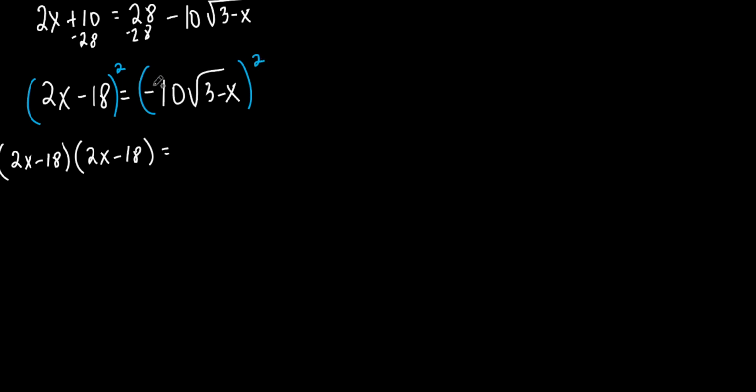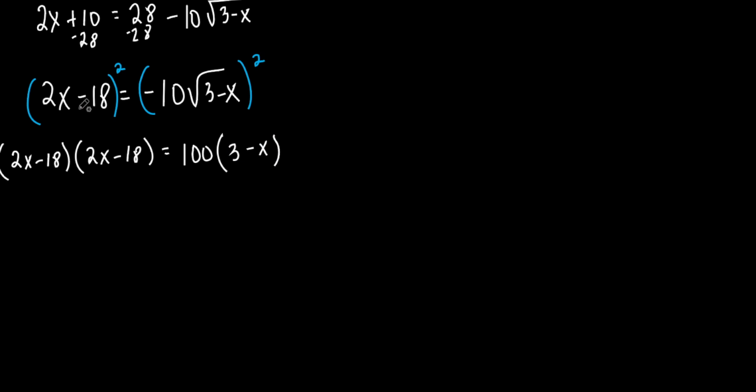So what do we do here? We square this side. If we square negative, what do we get? Positive. Square 10, we get 100. Now that 100 is being multiplied by this thing right here. If I square a square root, that's going to get rid of it. And so what am I multiplying by? Just a 3 minus x.